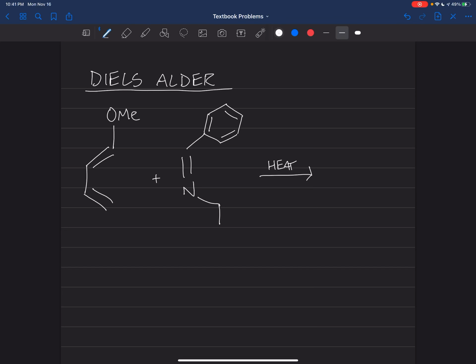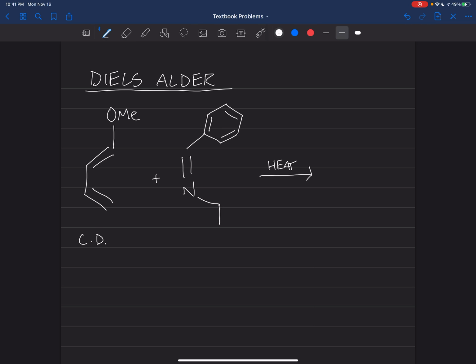All right, this is our Diels-Alder masterclass. We're in X Games mode now. Check this out. Well, what are we even looking at? The one on the left we should be pretty comfortable with. This is our conjugated diene.